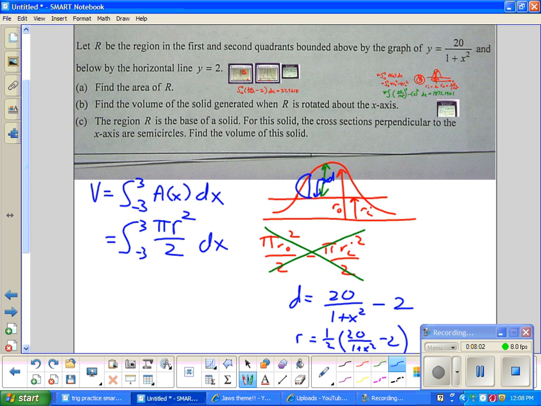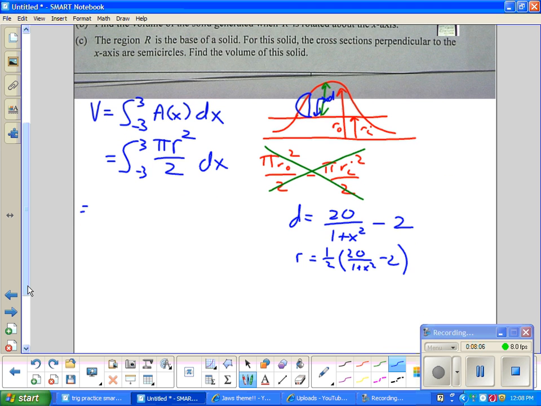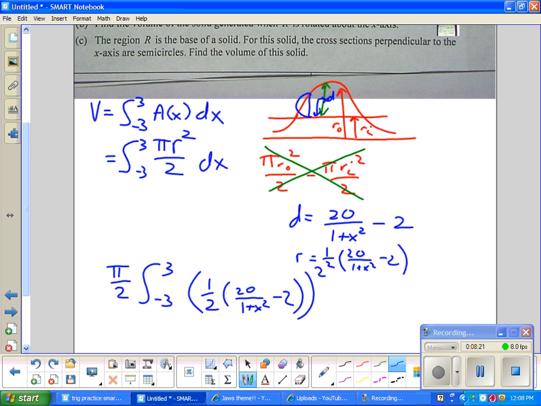All right? Now I pull out the pi over 2. I'm going to give myself some space down here. You pull the pi over 2 out. -3 to 3. And now you have this big thing squared. That's the radius. dx. If you got that, that's 2 points.